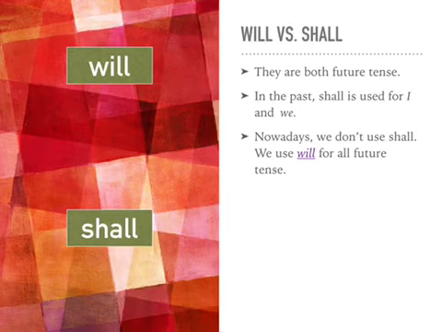To be honest, will and shall are both future tense. In the past, shall is used for I and we. But nowadays, we don't use shall anymore because shall is old-fashioned. Instead, we use will for all future tense. That means nowadays we use I will or we will, and we don't use shall.